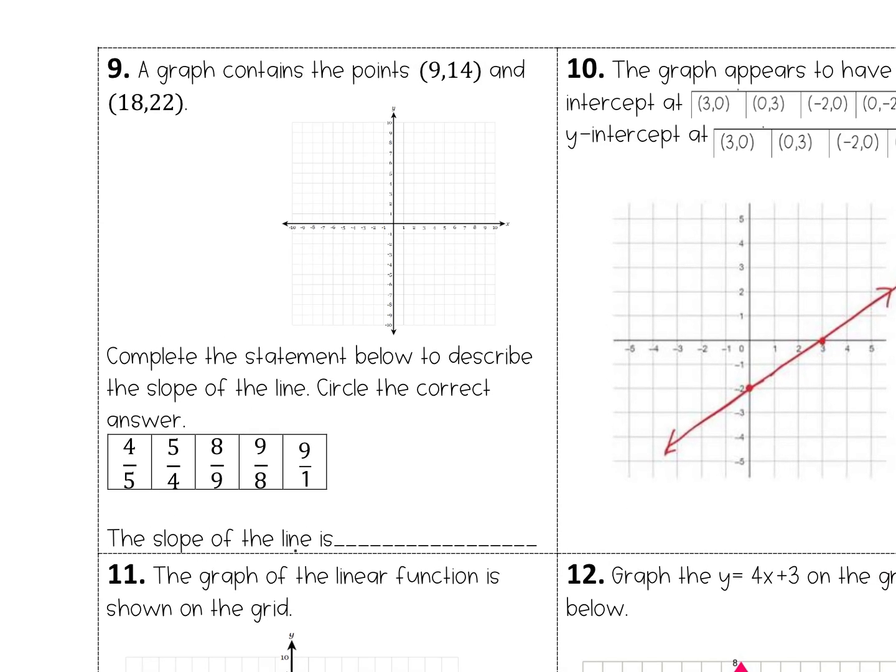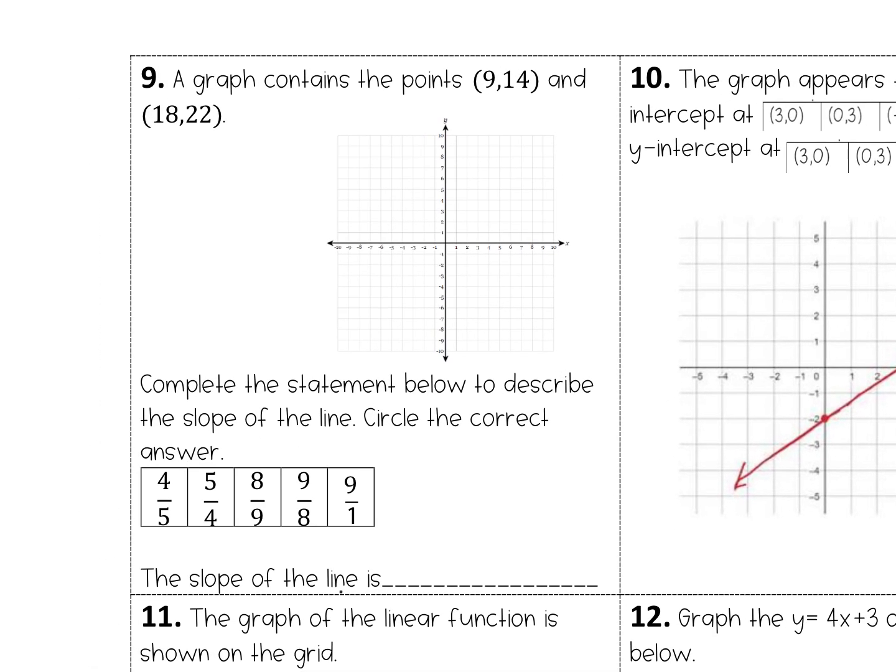On the next page, number 9 is just like number 8. The only difference is they gave you points. But points are just a fancy way of writing a table. So I can do 9, 14, 18, 22, or you can call this x, y, but you're going to do the same thing. In the calculator, you're going to do, on a new calculator page, menu 6, 1, 3, and enter the information in.